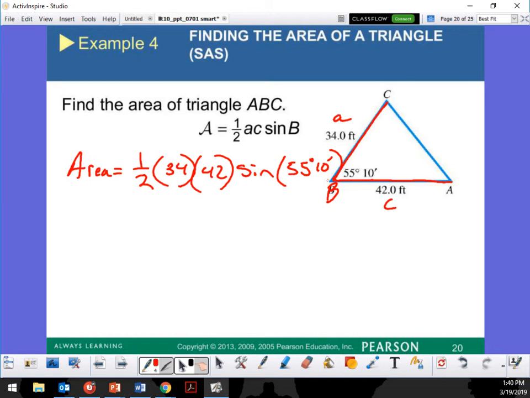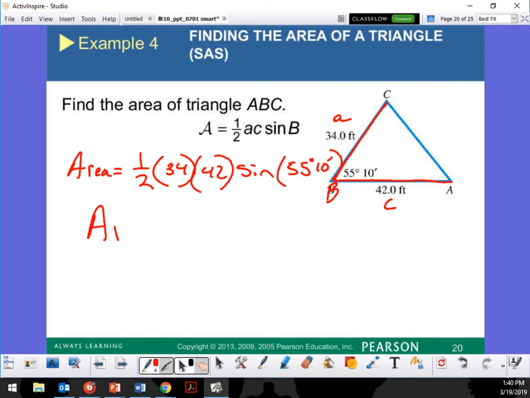Is everyone calculating this right now or just staring awkwardly? 586. 586.0. It's like 586.1. Two for one. All right, I'll take that.